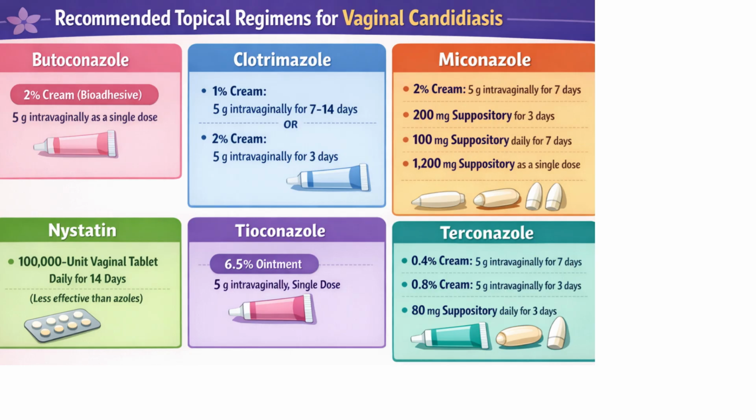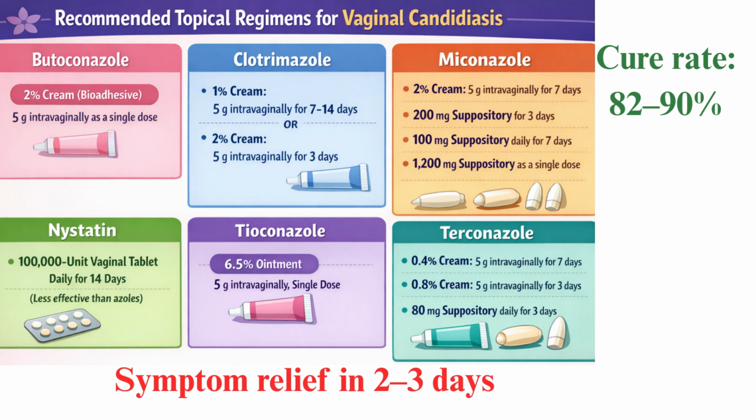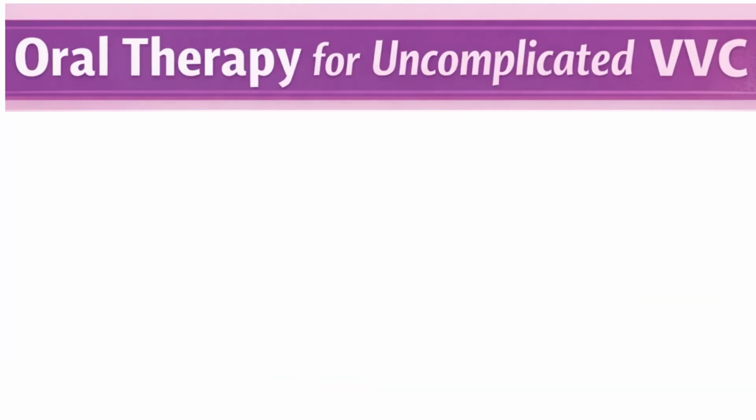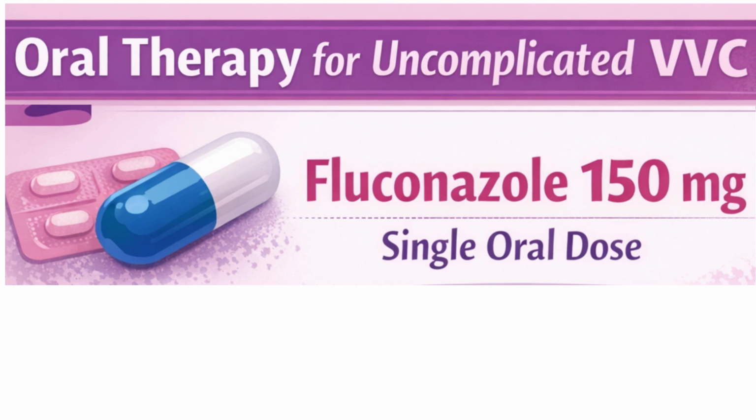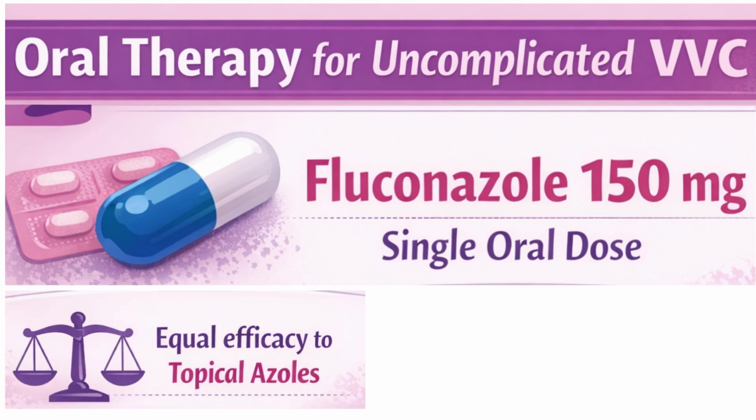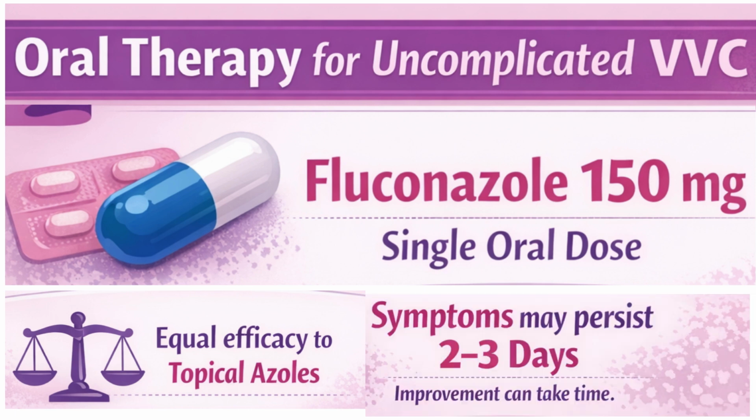Treatment with azole antifungals results in symptom relief and negative cultures in approximately 82 to 90% of patients who complete therapy. Symptoms usually resolve within 2 to 3 days. Short-course regimens up to 3 days are recommended. The oral antifungal agent fluconazole, given as a single 150 mg dose, is recommended for mild to moderate vulvovaginal candidiasis and has equal efficacy compared with topical azole therapy. Patients should be counseled that symptoms may persist for 2 to 3 days after treatment. This persistence should not be interpreted as treatment failure.